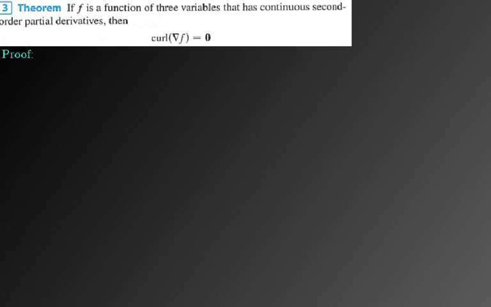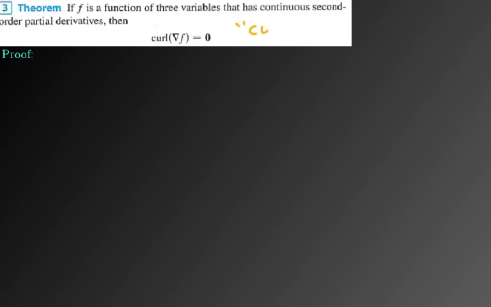All right, so I want to just finish this video up with a few quick computations that are kind of nice. This is actually a theorem that shows up fairly often. If f is a function of 3 variables with continuous second order partial derivatives, then the curl of the gradient of f, so this is the curl of a conservative vector field, is equal to 0. That's basically what this is saying.